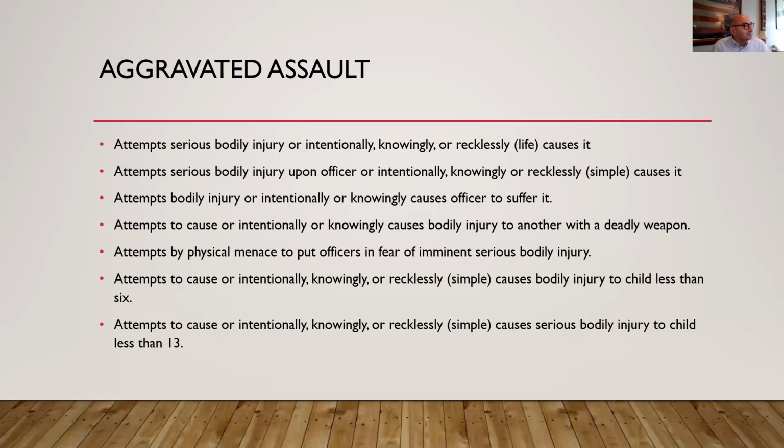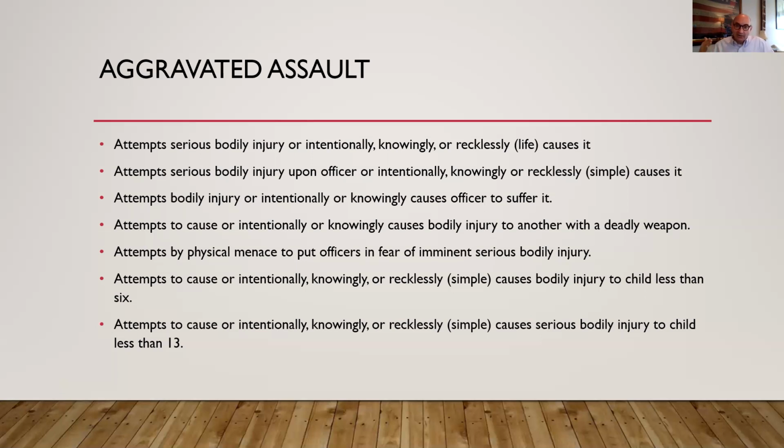The third prong, attempts bodily injury or knowingly or intentionally causes an officer to suffer. So if you're dealing with an officer, and there are a few other people identified in the statute, but if you're dealing with a police officer, then you're going up to aggravated assault if you intentionally or knowingly inflict anything on an officer. You punch an officer, you flick the ear of an officer.